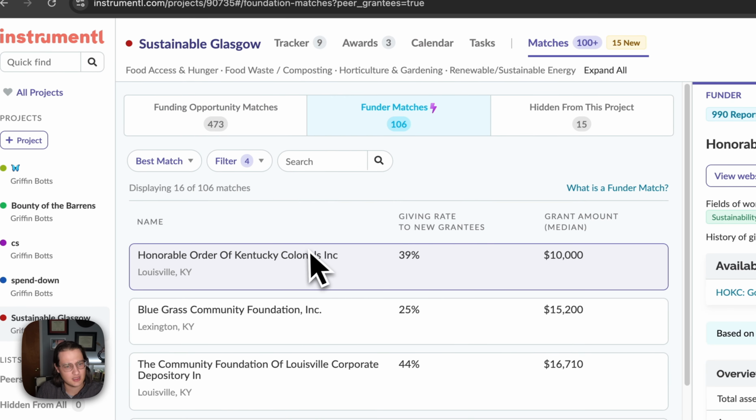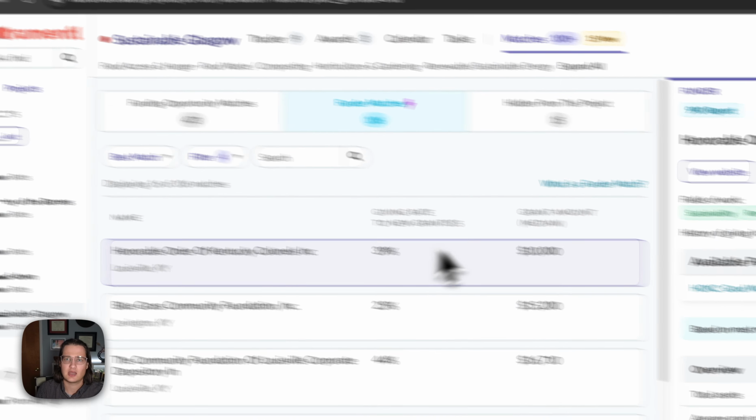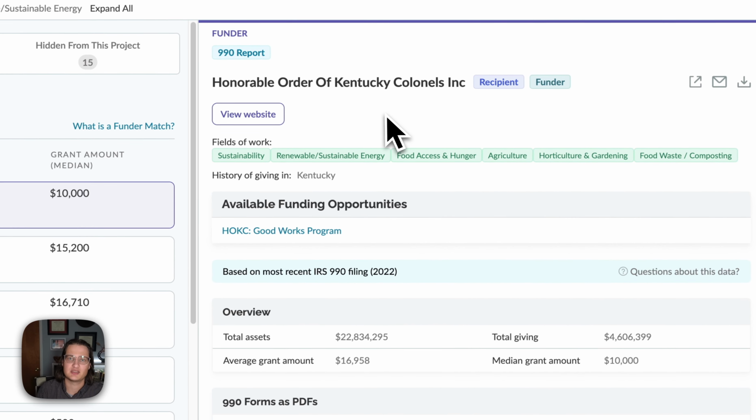Whenever I click on a funder, so you can see right here the Honorable Order of Kentucky Colonels, I'm greeted by this colorful breakdown of their 990 data. I can see that they funded my fields of work previously as well as my geographic region, and can even take a look at this active grant that they've got available there at the top.